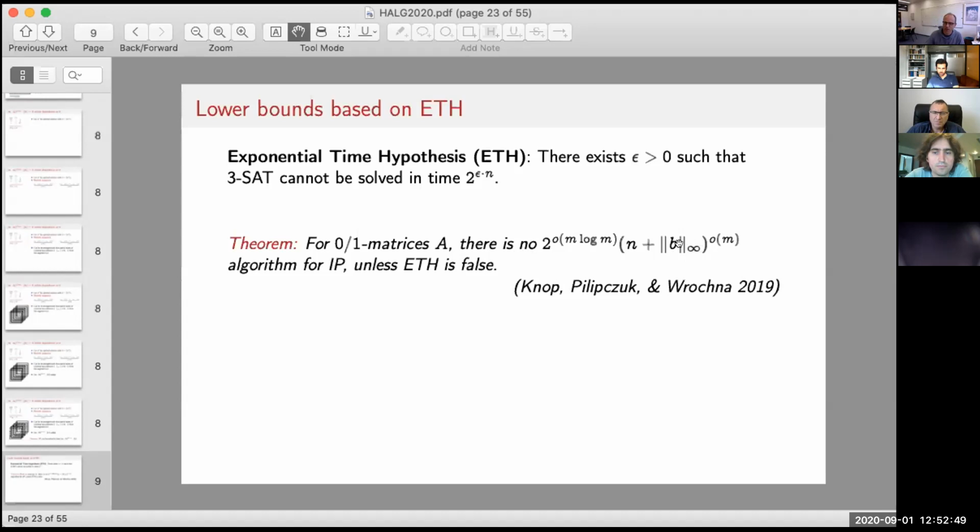This is essentially the input length as well, and this B infinity is also small in their case. It can, by the way, always be reduced to the logarithm of B. Okay, so this means that the running time that we have is something like m to the m, or m to the o of m, and there's nothing of the kind 2 to the little o of m times log m. Okay, so this is a wonderful matching lower bound.